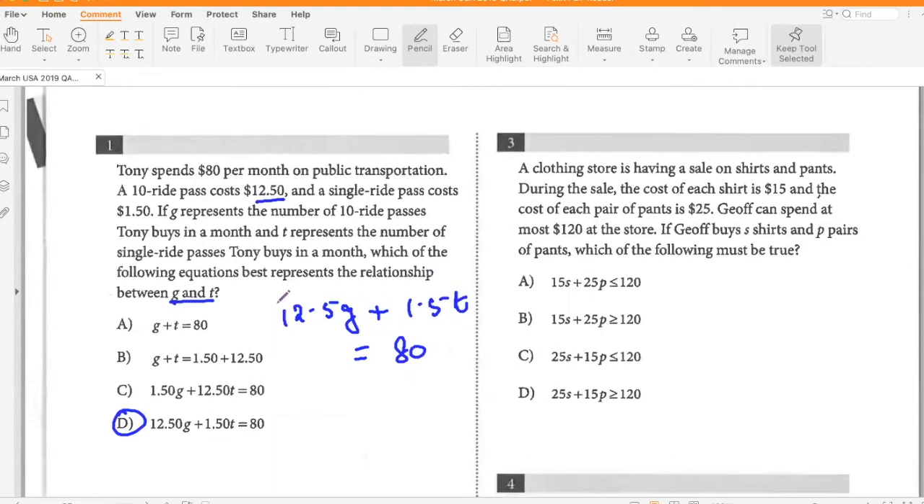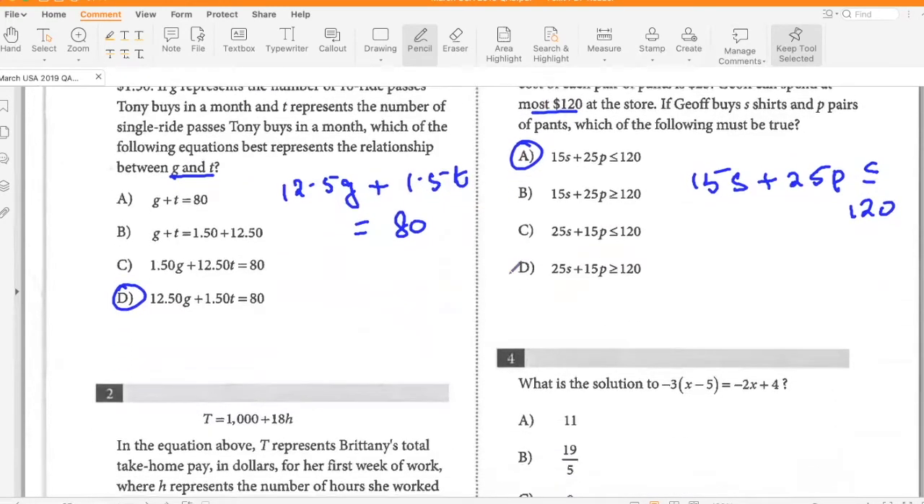A clothing store is having a sale on shirts and pants. During the sale, the cost of each shirt is 15 and the cost of each pair of pants is 25. Jeff can spend at most $120 at the store if he buys S shirts and P pairs of pants. Which of the following must be true? So for S shirts, he would pay 15S, and for P pairs of pants, he would pay 25P. And that total should be less than or equal to 120 because he can spend at most 120. So 15S plus 25P should be less than or equal to 120, option A.